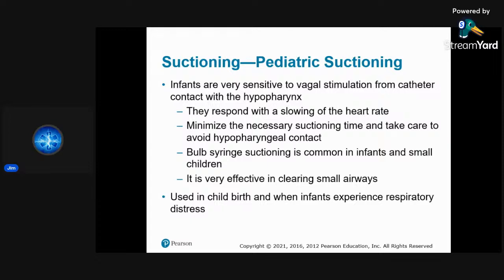Remember, infants are very sensitive to vagal stimulation. The vagal nerve runs in the back of the pharynx, and if we put too much pressure in that area, we can stimulate that, and it will cause their heart rate to drop. So we're going to minimize the suction time and take care to avoid the lower part of the pharynx.